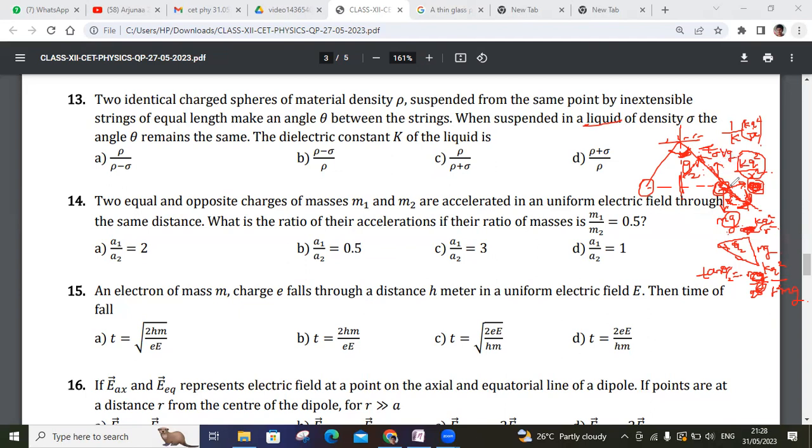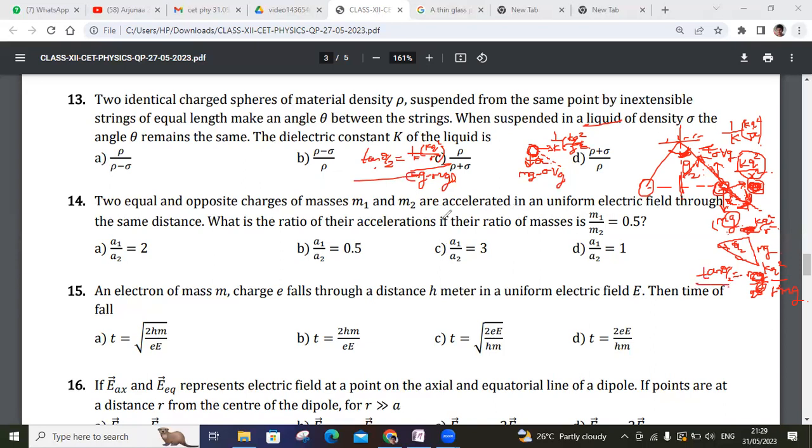So now if you see in vertical direction, mg is not the force. Mg minus sigma Vg is the force. So this force will be mg minus sigma Vg, and this force will be 1 by K into kq square by r square. And again they are telling theta remains same. So again if you take the resultant, this will be theta by 2. So tan theta by 2 here again will be 1 by K into kq square by r square by mg minus sigma Vg. So now this tan theta by 2 and this tan theta by 2 are same.